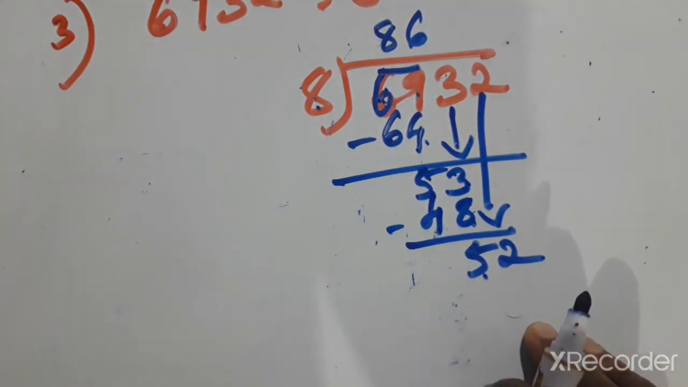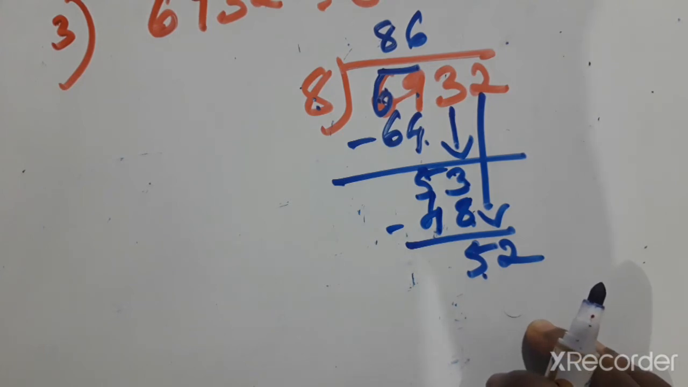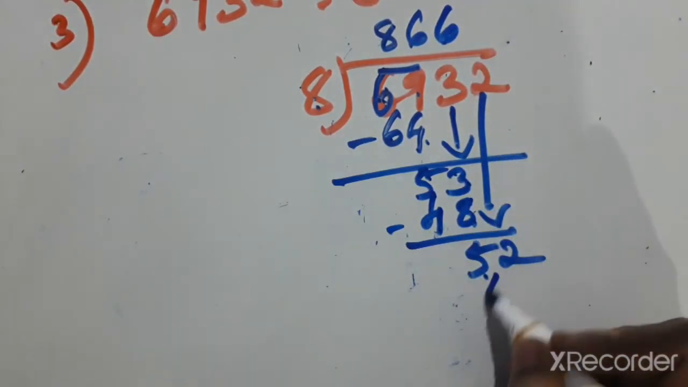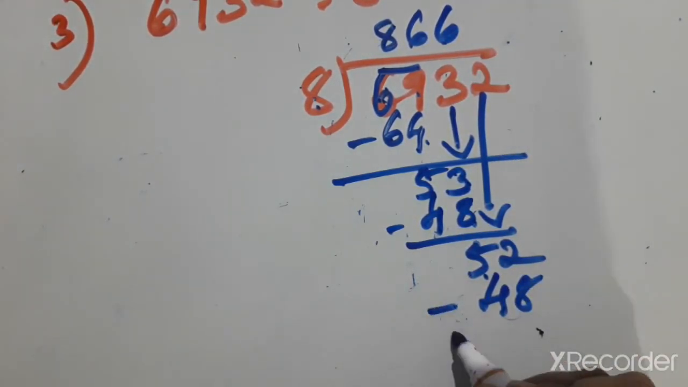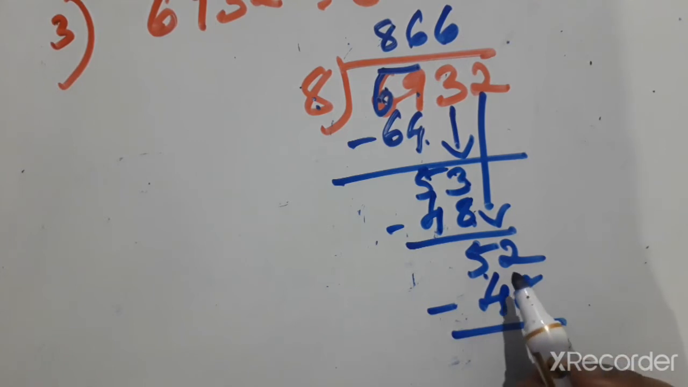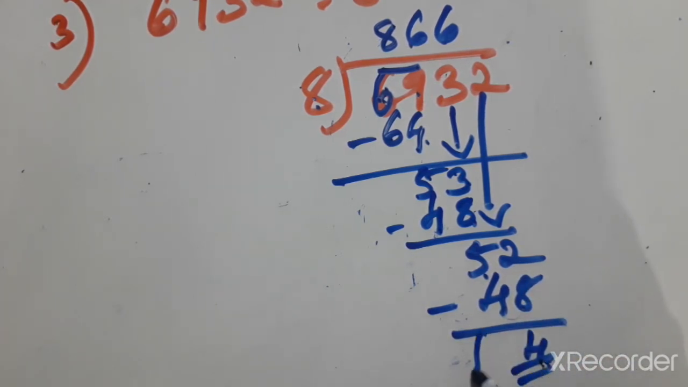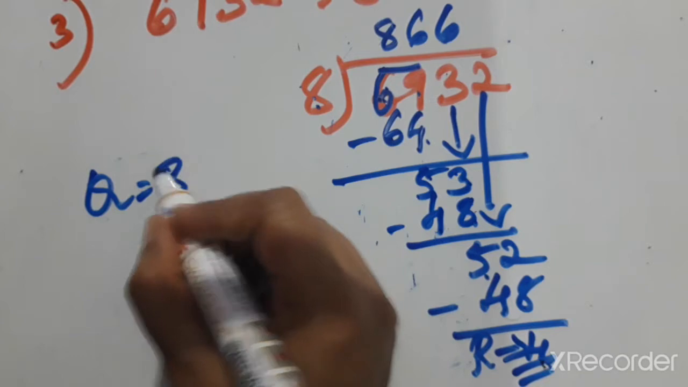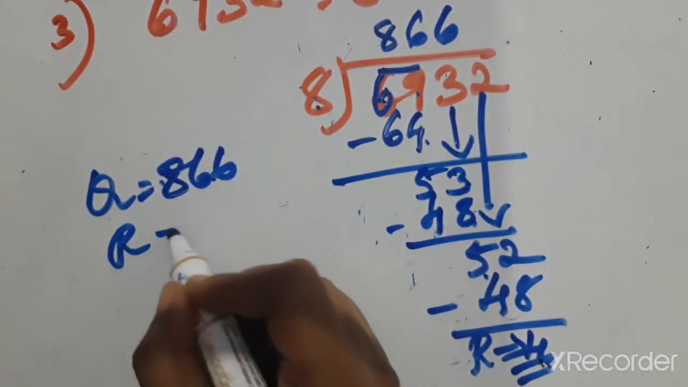8 how much are again? 8 7s are 56. 56 is greater than this. So 8 6s are 48, 8 is a nearer one. Minus means after subtracting, 52 minus 48 is 4, the remainder. So the answer, quotient is 866. Remainder is 4.